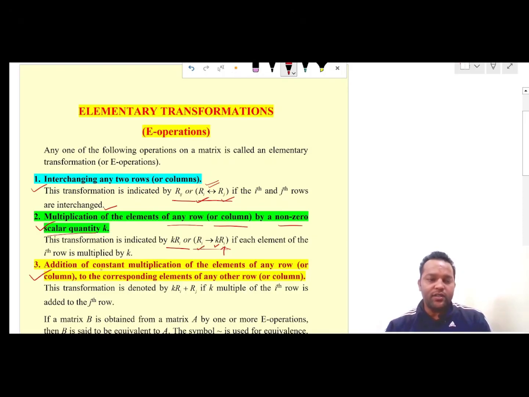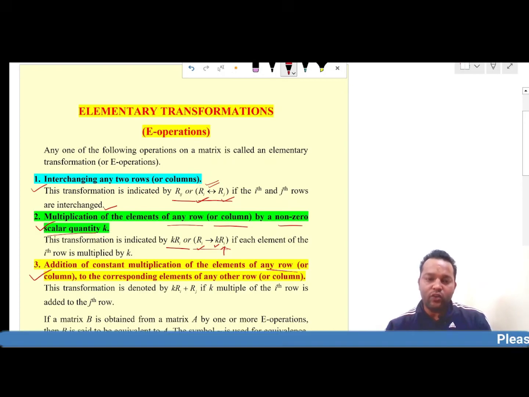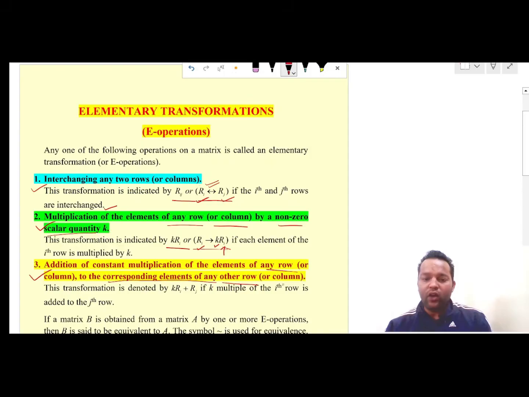And the third operation is addition of a constant multiple of the elements of any row. It means we first multiply all the elements of any row by a constant, and then these elements are added to the corresponding elements of any other row or column. This transformation is indicated by kRi plus Rj, which means we first multiply all the elements of the ith row by k, then we add these elements to the corresponding elements of the jth row.